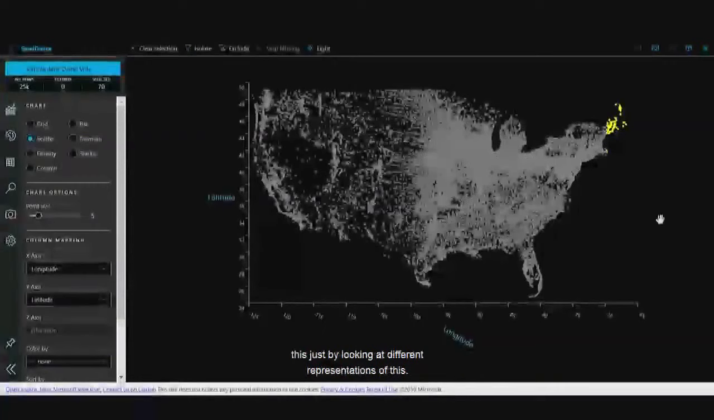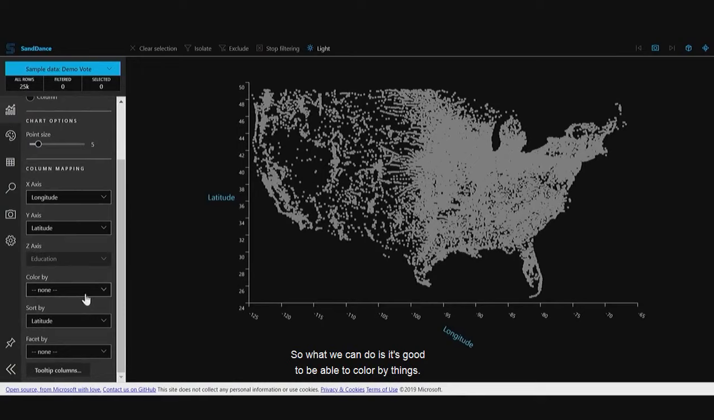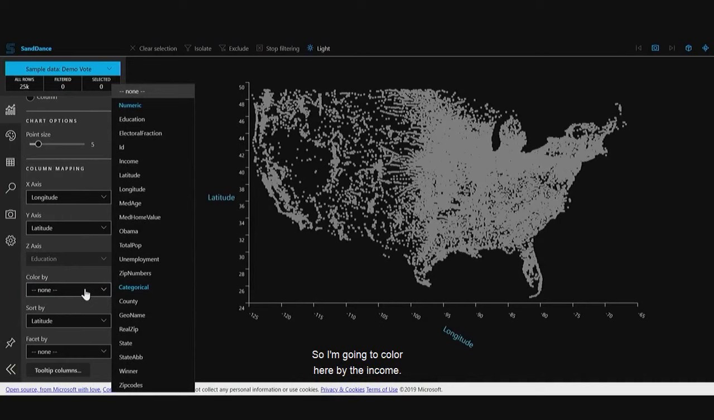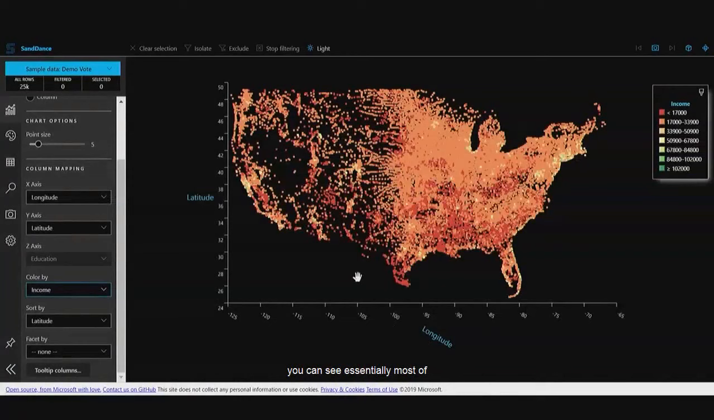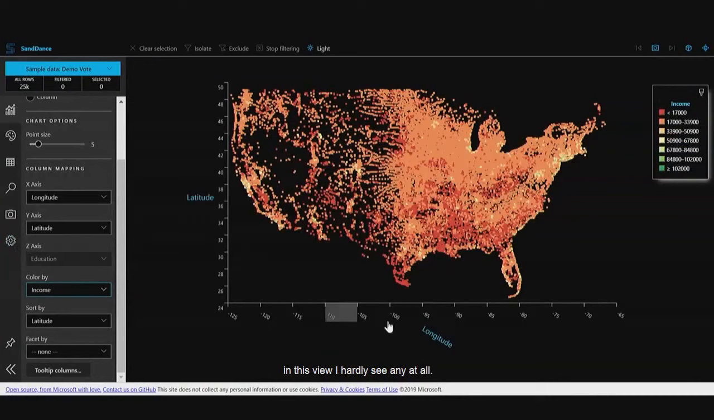And you can even see here that there are a lot fewer points. It's very sparse, with a lot fewer counties there. So one of the things I wanted to look at was some economic data on this. It's good to be able to color by the things. As we looked at before, color really pops out to us. So I'm going to color here by the income. And when we color by income, you can see essentially most of the country is living at pretty low levels. I don't see a lot of green here. Green represents high income, and in this view, I hardly see any at all.